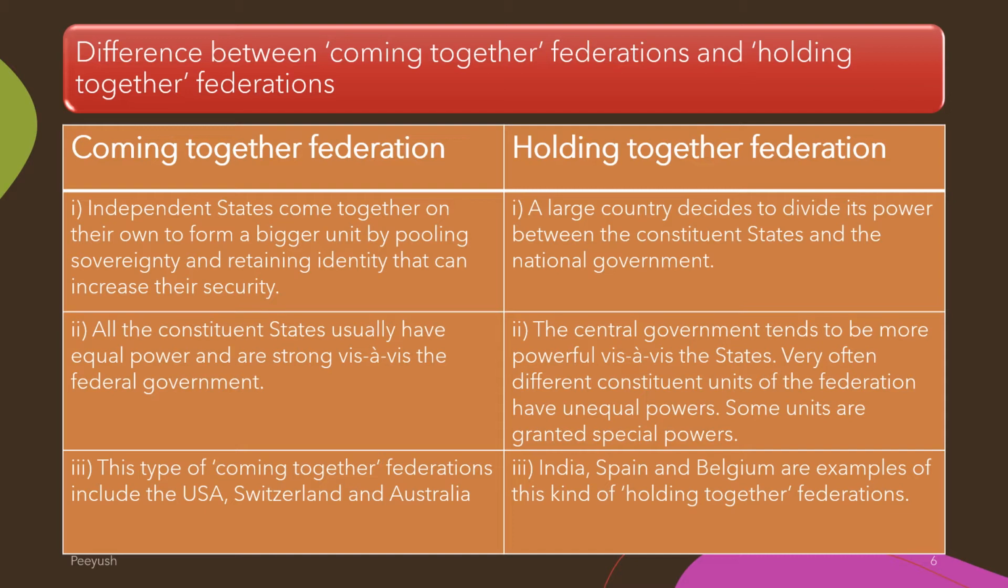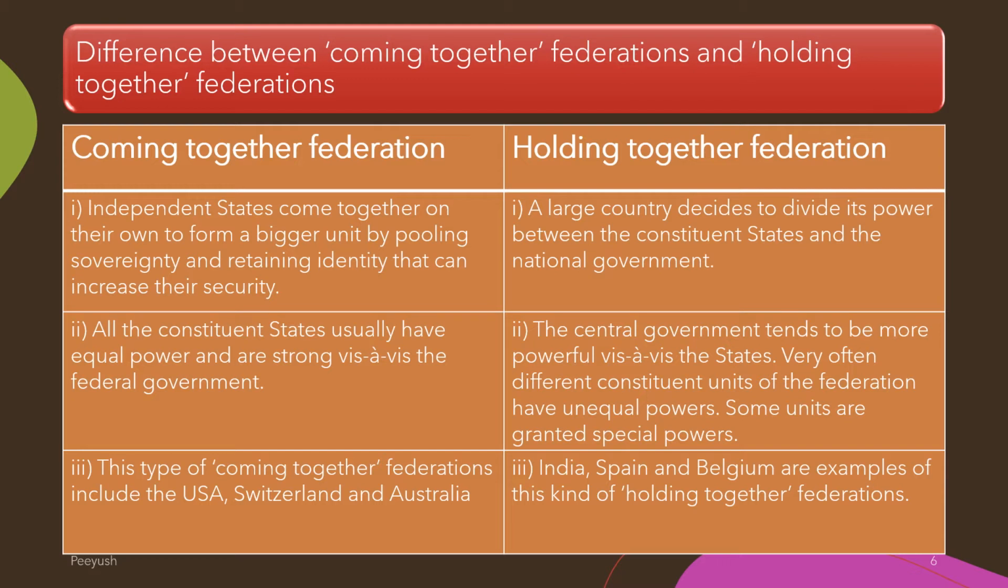Coming together federation, as the name suggests, is when different independent states come together on their own to form a bigger unit by pooling sovereignty and retaining identity that can increase their security. So different states coming together and forming a big country by pooling their sovereignty is called coming together federation. On the other hand, when we talk about holding together federation, on the contrary, a large country decides to divide its power between the constituent states and the national government. Such federations are called holding together federation.